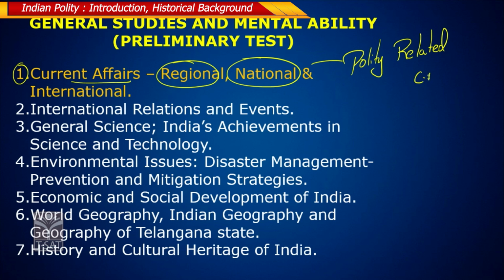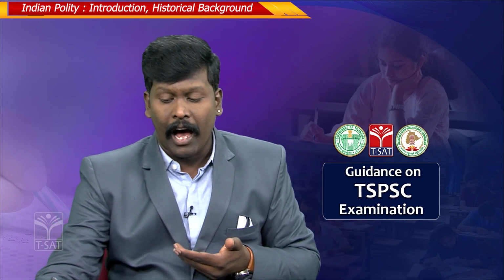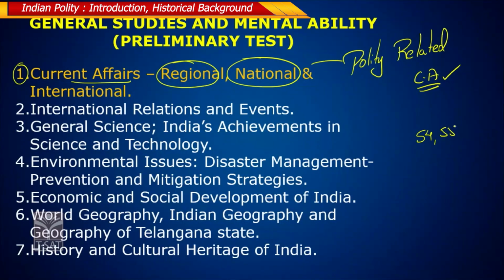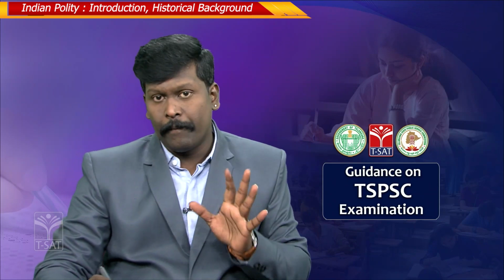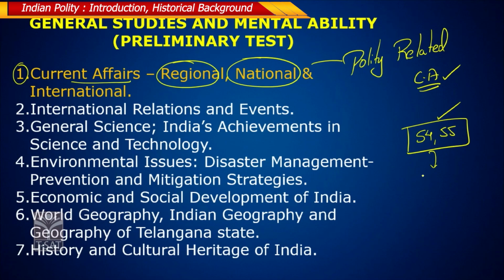Polity related current affairs. For example, we have the President of India elections in the year 2022, and that procedure of electing the President of India is discussed directly in Article 54 and Article 55 of the Constitution. So, Article 54 and Article 55 talk about the elections to the President of India. This as a part of our topics, we will be covering. In this way, we are going to cover the current affairs which are directly given in point number one of your prelims test.